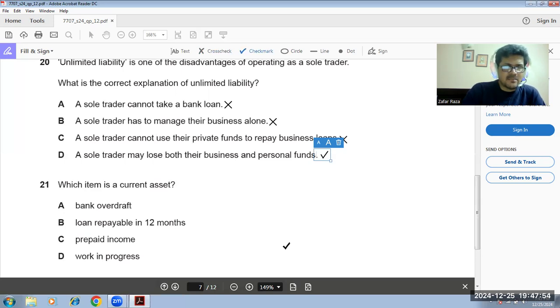Which item is a current asset? Bank overdraft, loan, prepaid income, work in progress. Bank overdraft is a liability, loan repayable is a liability, prepaid revenues, prepaid income are also liabilities. It means work in progress is your current asset. Yes.